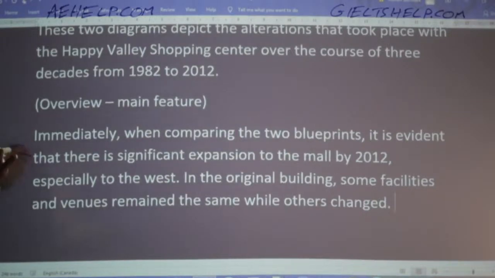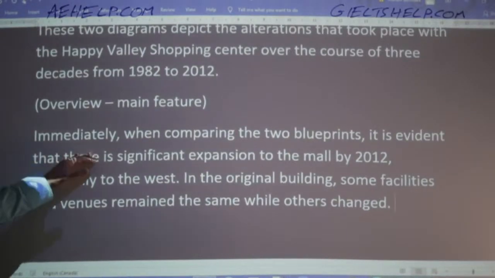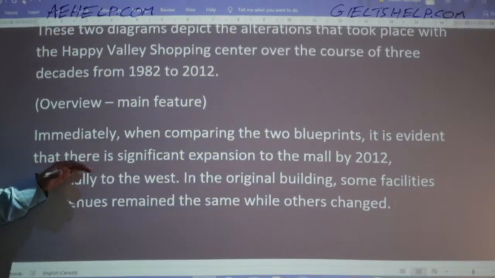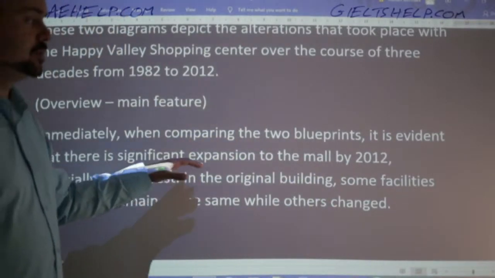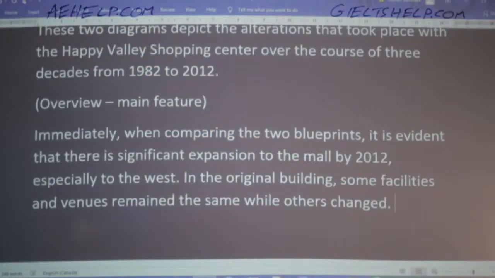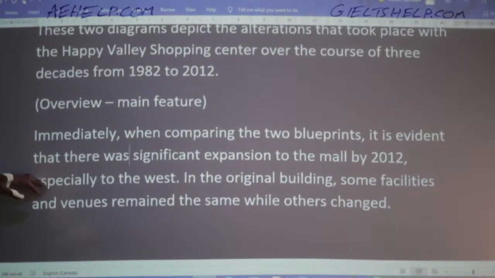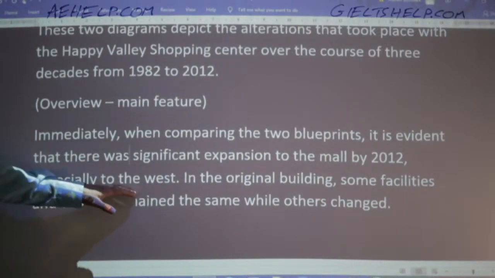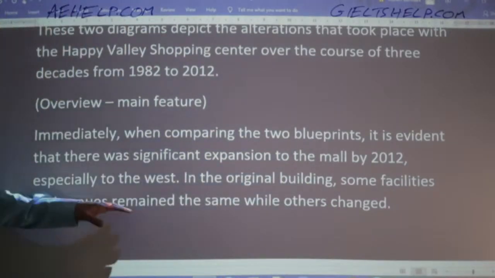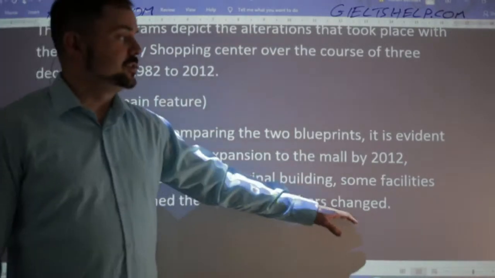So here we go. Immediately, when comparing the 2 blueprints, it is evident that there is significant expansion to the mall by 2012. Let me fix the grammar here because I am referring to the past. So there was significant expansion to the mall by 2012, especially to the west. In the original building, some facilities and venues remained the same while others changed.